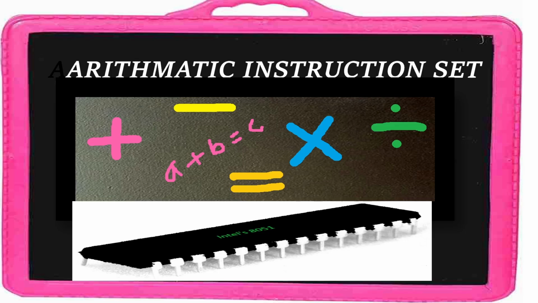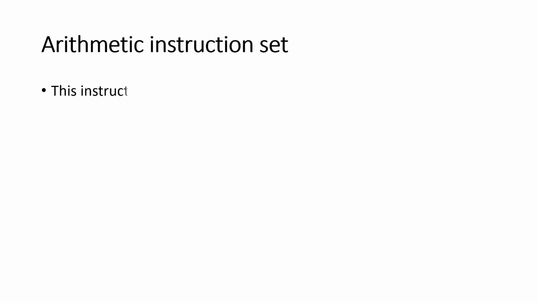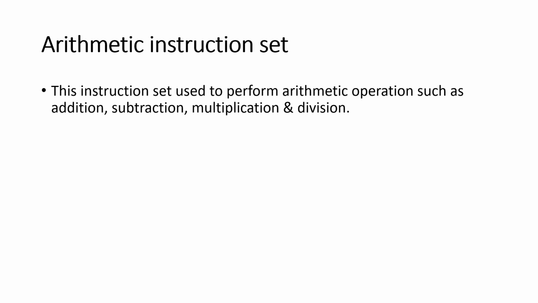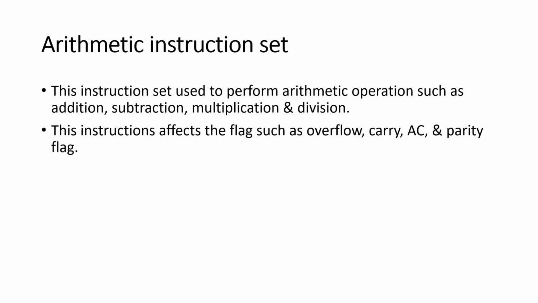In today's video, we are going through the arithmetic instruction set. This instruction set is used to perform arithmetic operations such as addition, subtraction, multiplication and division. After performing any arithmetic operation, the contents will be changed. That means it affects the flags. This instruction affects the flags such as overflow, carry, auxiliary carry and parity flag.